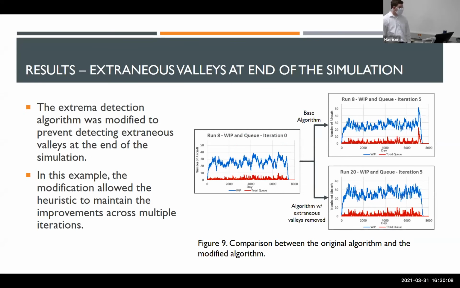As discussed in the methodology, the algorithm was modified to remove extrema detection at the end of a simulation. Figure 9 is an example schedule that demonstrated the importance of this change. Before this modification, the heuristic identified a valley at the end of the simulation. As a result, a large pile of WIP formed just before the end of the simulation. The same schedule was run with the same parameters after the modification. We see that this prevented the WIP buildup at the end of the simulation. This change allowed the algorithm to more consistently reduce the WIP without creating new maxima.